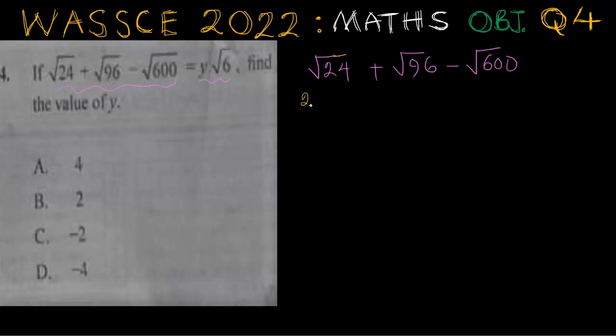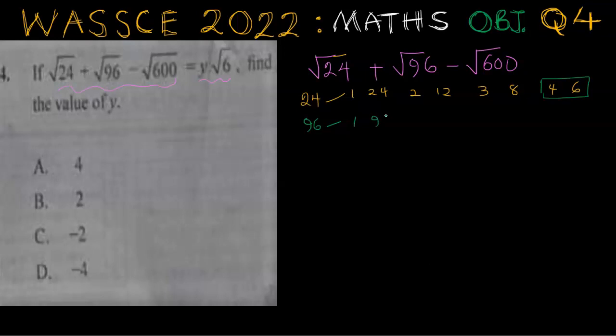Starting with 24, 24 can be written as 1 times 24, 2 times 12, 3 times 8, 4 times 6, and so on and so forth. We're going to see here that amongst all of these, this pair, 4 and 6, makes the cut because 4 is a perfect square. Also, for 96, we're going to write 96 as the product of two numbers. One of the numbers has to be a perfect square.